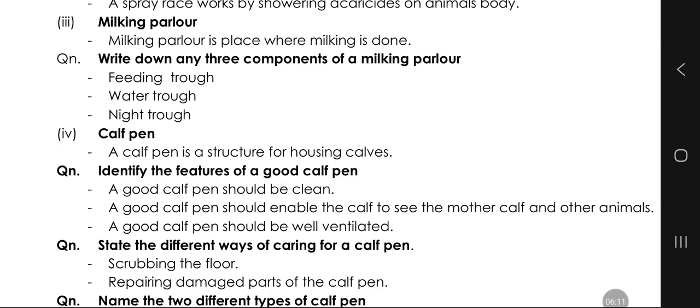A good calf pen should be well ventilated. Well ventilated kitegeeza okubanga kasobola nnyo okuyingiza empewo eno enabling okuyingira n'okufuluma. Ventilation means allowing free air circulation. Air esobola okufuluma, air esobola okuyingira. That is what we call ventilation. Those are some of the features of a good calf pen.